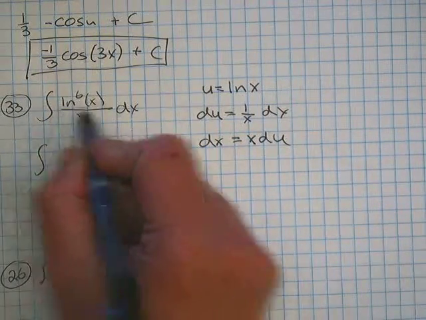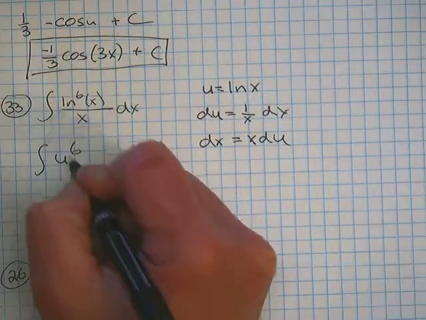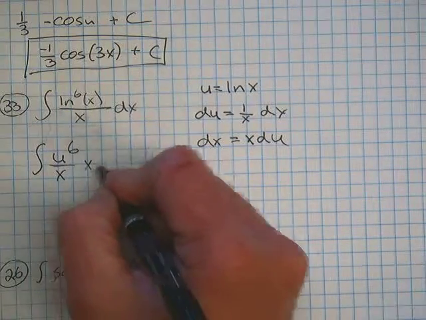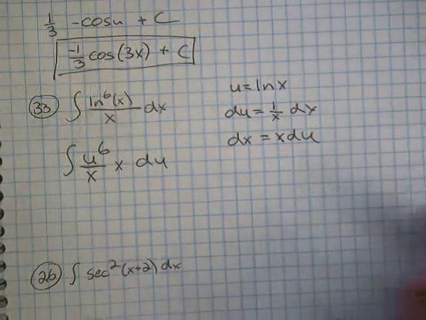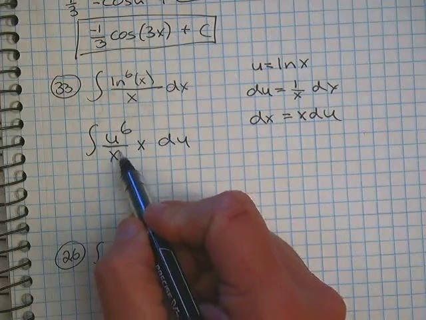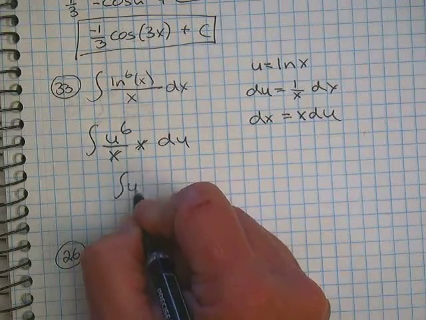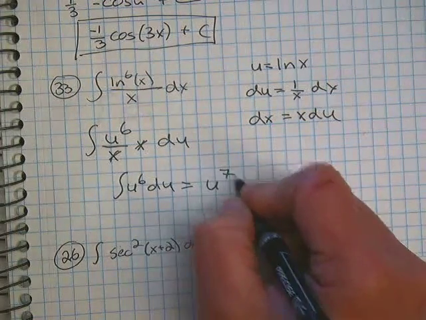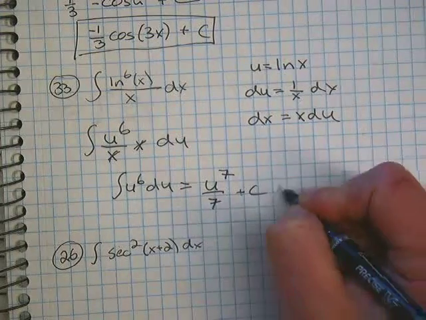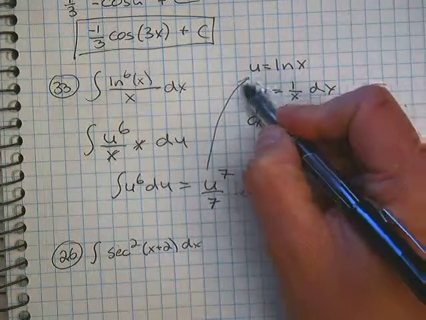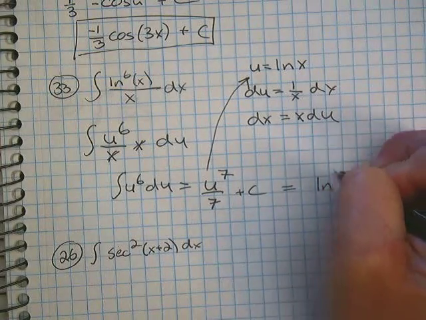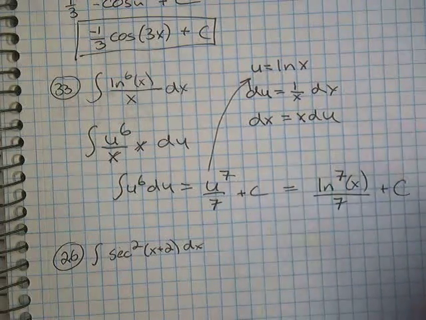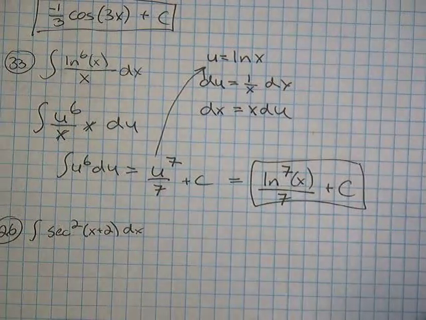And then we come back over here and we replace everything. So we got the integral. The natural log of x is our u, so this is u to the 6th. Nothing else is x over here, so we just leave the x like that. And then dx is x du. If you do it right, which we did, these x's are going to cancel out, and we're left with the integral of u to the 6th du, which ends up being just the power rule, u to the 7th divided by 7 plus c. And the very last step, you want to take that u and plug it in. This is the natural log of x to the 7th divided by 7 plus c.